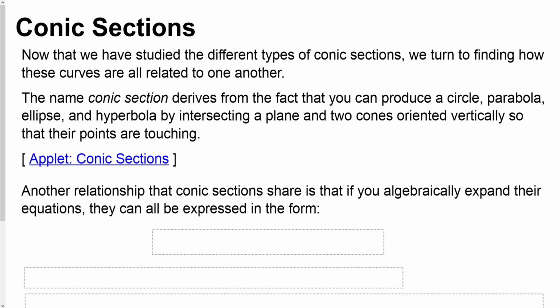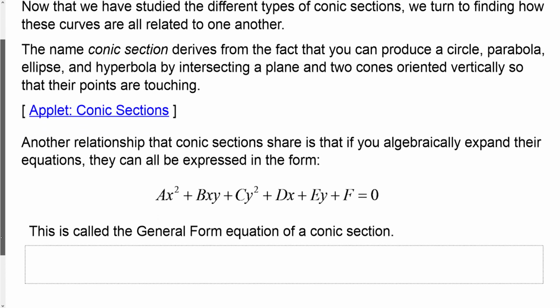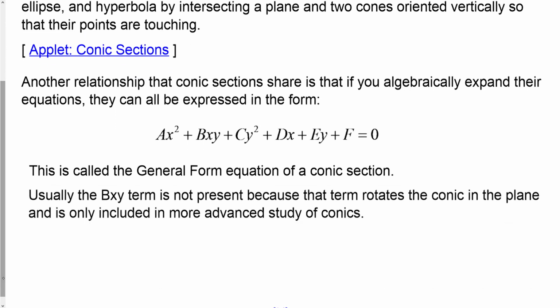Another relationship that conic sections share is that if you algebraically expand their equations, they can all be expressed in the form ax squared plus bxy plus cy squared plus dx plus ey plus f equals 0. This is called the general form equation of a conic section. Usually the bxy term is not present because that term rotates the conic in the plane and is usually only included in more advanced studies of conics. So sometimes you'll just see that omitted altogether, but I put it here for completeness.